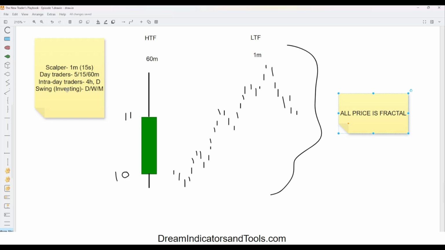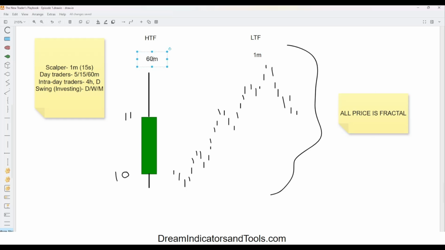So if you want to be in the market for a very short period of time, you will choose lower time frames. If you want to be in the market for a very long period of time, you want to invest in something and maybe hold it for months or years, you're obviously going to be more interested in larger candles. But the interesting part about it is, once you learn the basics of trading, everything is the same.